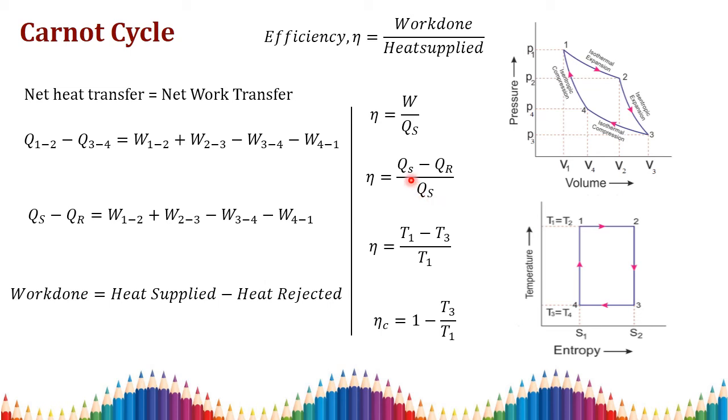Heat is a function of temperature, so take it as constant. Then it will be higher temperature minus lower temperature divided by higher temperature. That is, QS can be written as T1 and QR can be written as T3, and QS as T1 here. So the efficiency of the Carnot cycle can also be written as 1 minus T3 by T1, that is, 1 minus TL by TH.